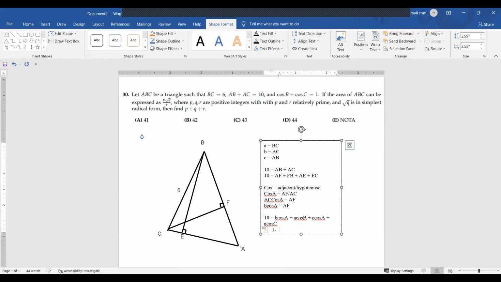From there, we can simplify. We can say that 10 is equal to A plus B plus C cos A. And we know what A, B, and C are. A is equal to 6, and B plus C is equal to 10. So we can say that 10 is equal to 6 plus 10 cos A. From here we can derive that cos A is equal to 2/5.